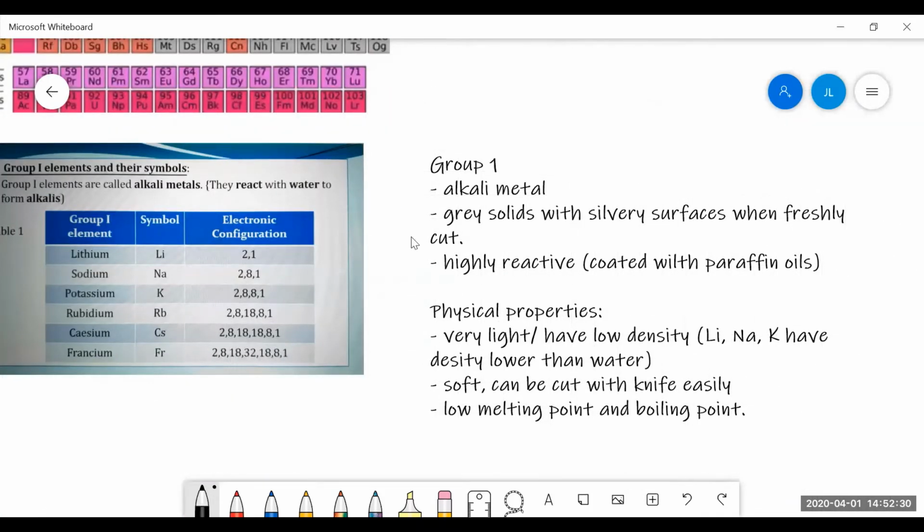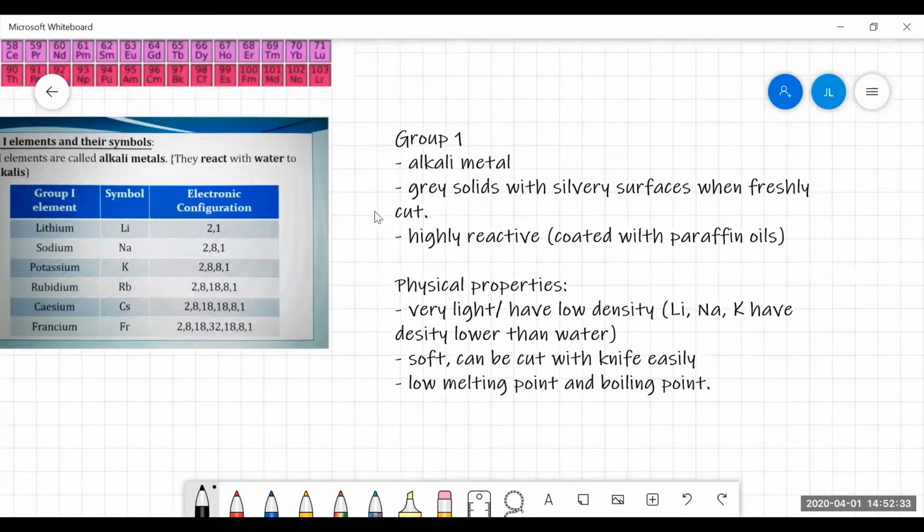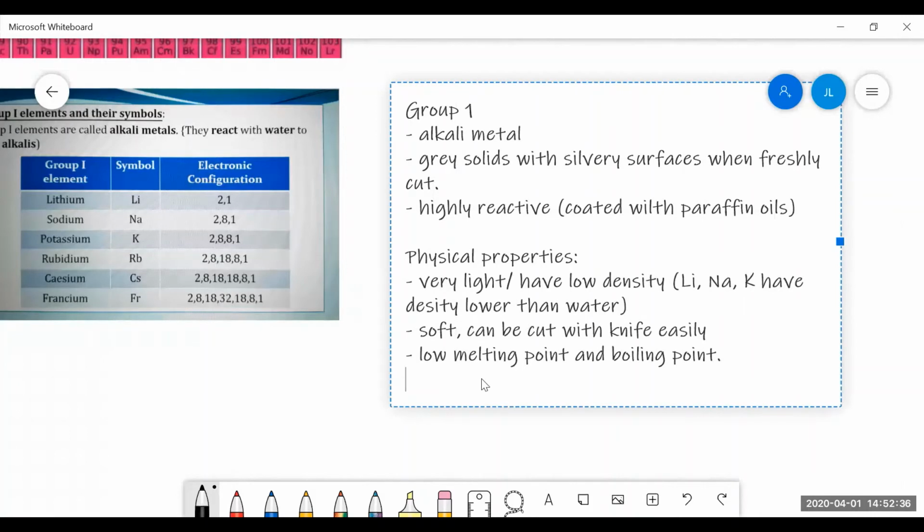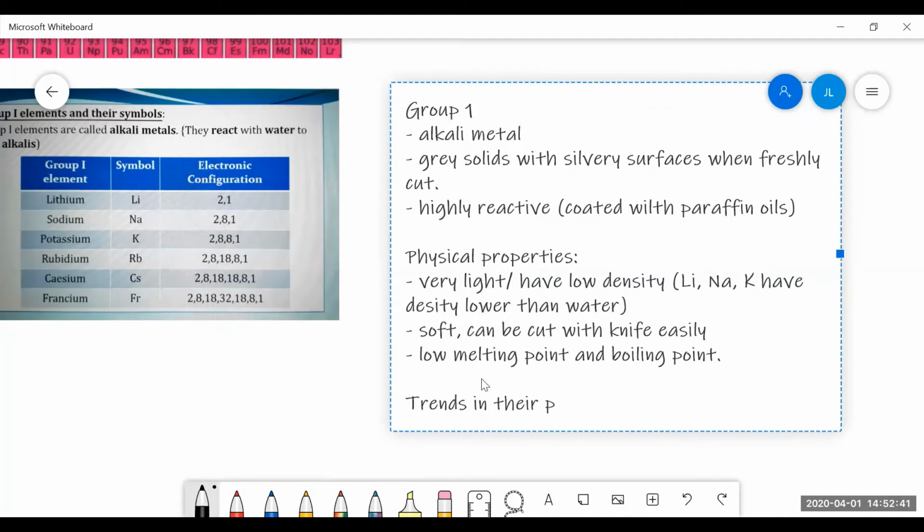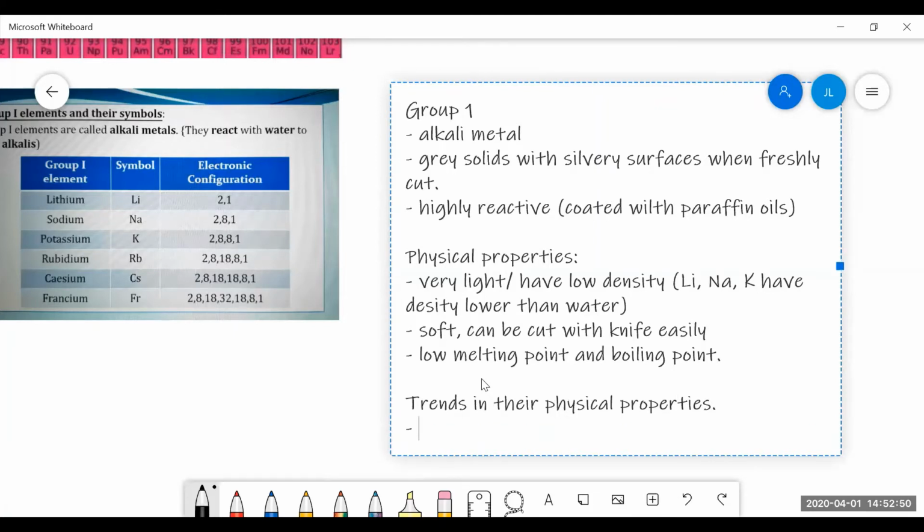Okay. Now, this is the physical property. What is the trend? Trends in their physical properties. Okay. We look at the trend as we go down the period, across the period. So from period number 2 to period number 7, we're going to look at hardness. We're going to look at melting and boiling point.